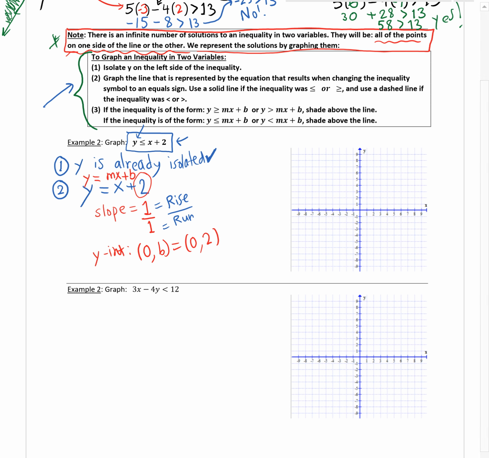And in this one we don't have to worry about this, but I'm going to point it out for future problems. Notice here, part of step 2, it says you want to use a solid line if the inequality was a less than or equal to, or a greater than or equal to. So basically, if your inequality symbol has an or equal to, the little line below the less than or the greater than, then you're going to make it a solid line. However, if you have a greater than or a less than, with no or equal to, you're going to make it a dashed line.